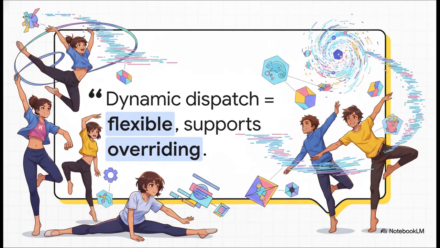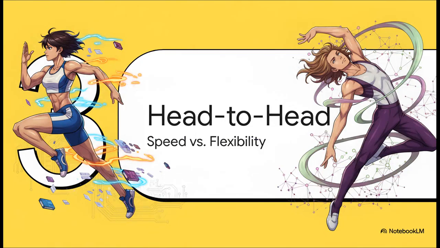The big takeaway here is flexibility. Dynamic dispatch is the magic that makes object-oriented programming so powerful. It's what allows one piece of code to work with all sorts of different objects in a really clean way. So if static dispatch is the sprinter, dynamic dispatch is the gymnast. Incredibly powerful and adaptable.